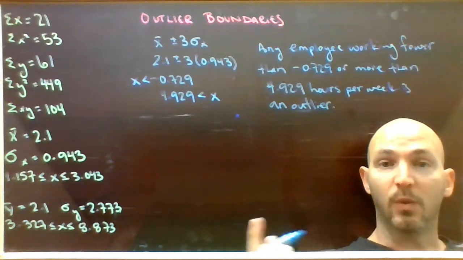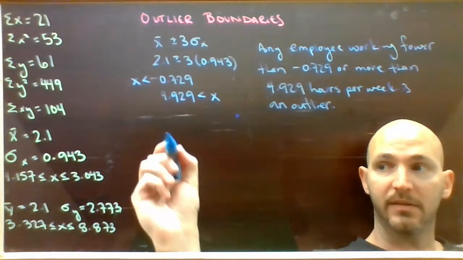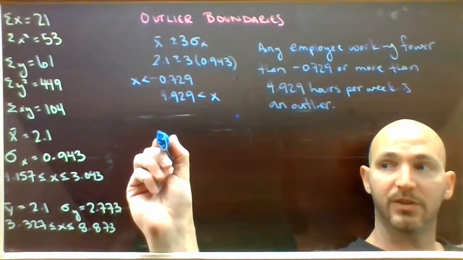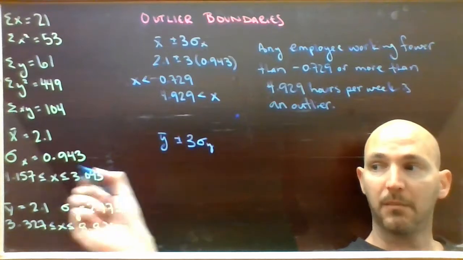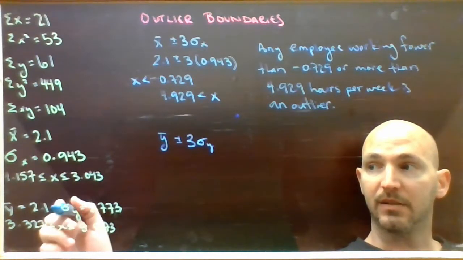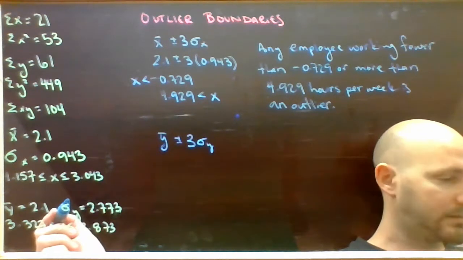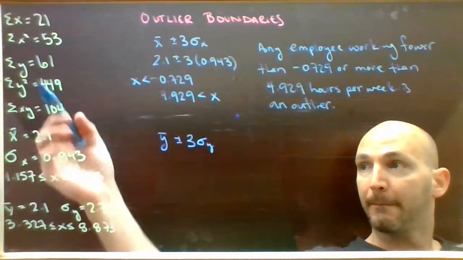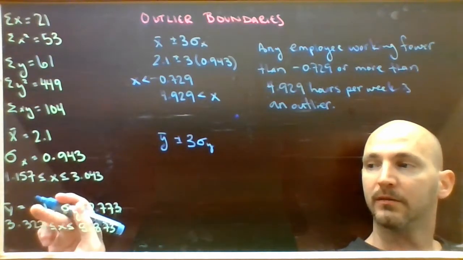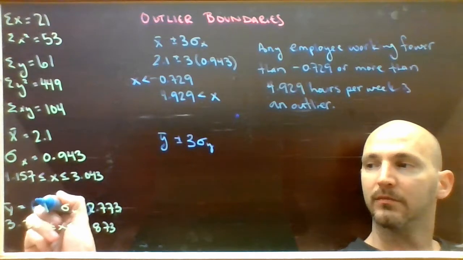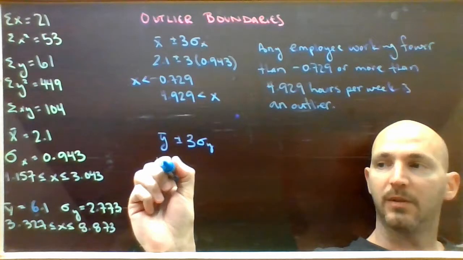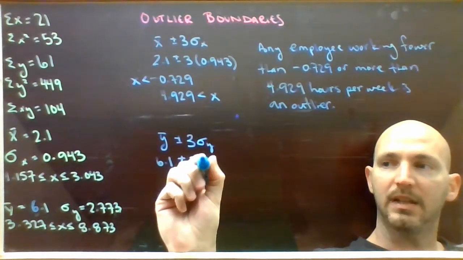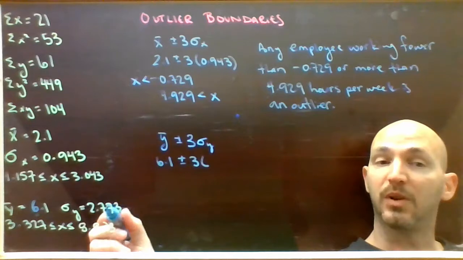Okay. So once we've done it for x, we have to do it for y as well. So the y values would be the y average plus or minus 3 standard deviations of y. My y average is 6.1. So it would be 61 divided by 10. 6.1 plus or minus 3 times the standard deviation of y, which is 2.773.